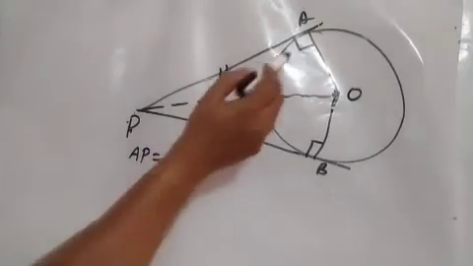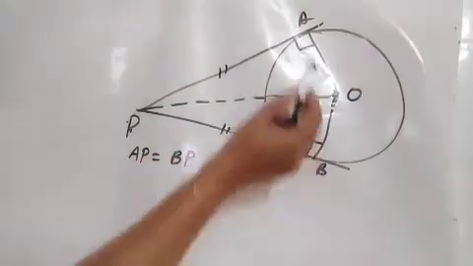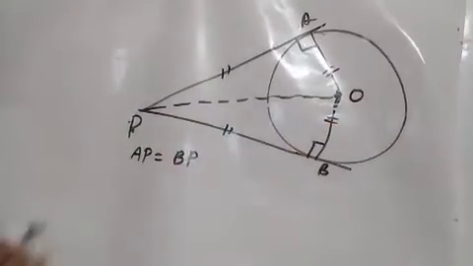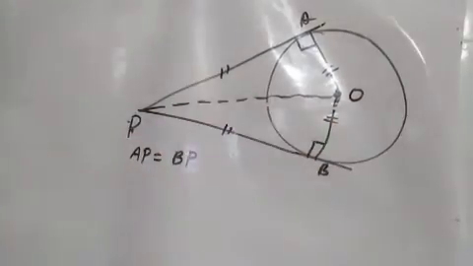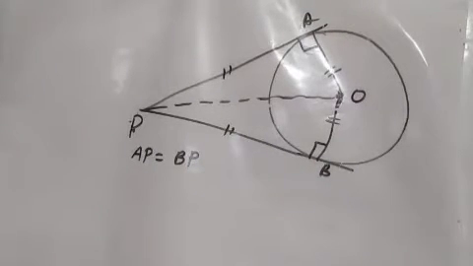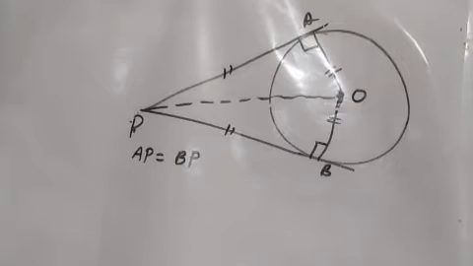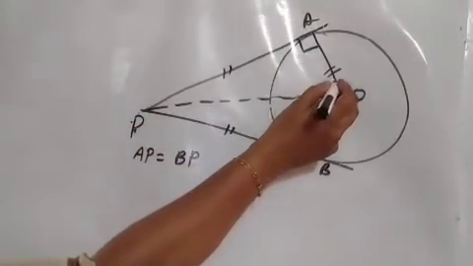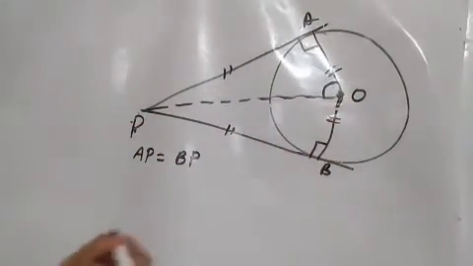Look at this. Angles A and B are 90 degrees. OA and OB are radii of the circle, and OP is equal to OP, a common side. So we can say that the triangles are congruent. Congruent triangles are congruent always. So we can say AP is equal to BP, and they subtend equal angles at the center.